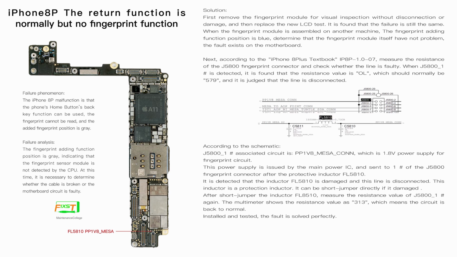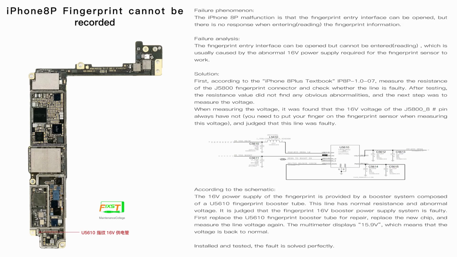This problem is finished. Okay, now I'll show you another case. This is an iPhone 8 Plus. The fingerprint cannot be recorded. First we test the phone: the fingerprint enrollment interface opens, but it just cannot record. And according to our class, this is usually caused by abnormal 16 voltage power supply to the fingerprint sensor, because the power is the working condition of the fingerprint. If the power has some problem, the fingerprint cannot work normally.